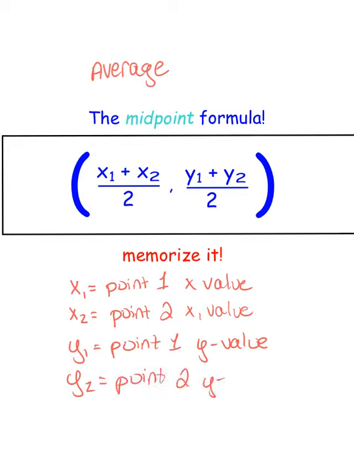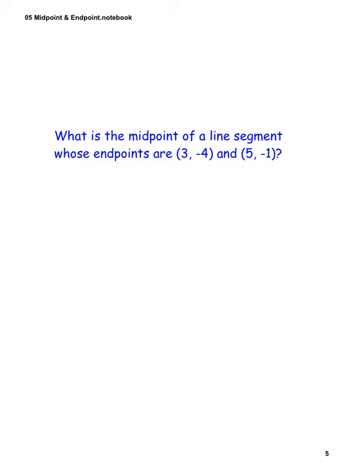Basically, all we're going to do is add the two x values together and divide by 2. We have to put a comma because it's a point. Remember, a point is always x, y, an x value and a y value in parentheses. And we're going to add the y values together and divide by 2. So we're taking the average of the x and the average of the y.